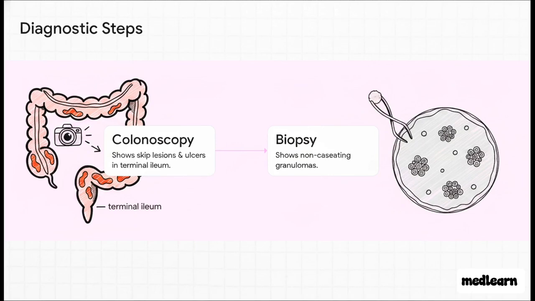And wow, under the microscope, that biopsy reveals non-caseating granulomas. If you're wondering what those are, they're essentially these tiny nodular clusters of immune cells that form deep within the tissue. But crucially, they don't have that dead center you might see in other types of infections.